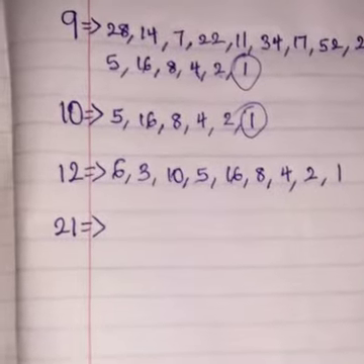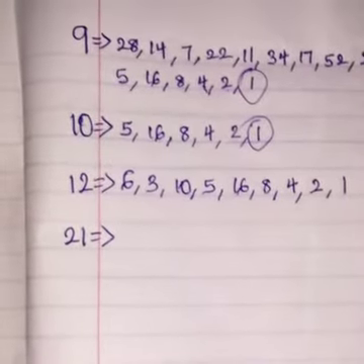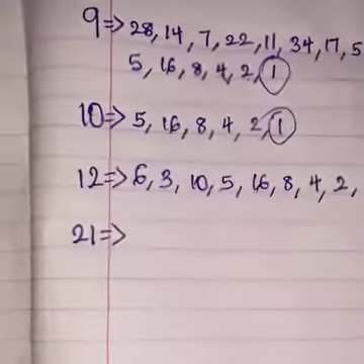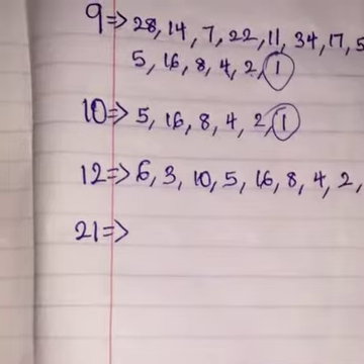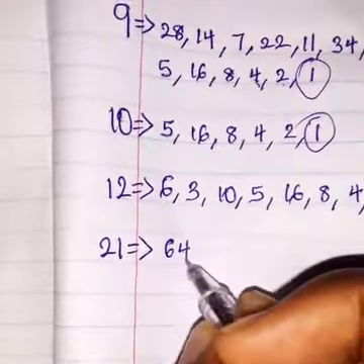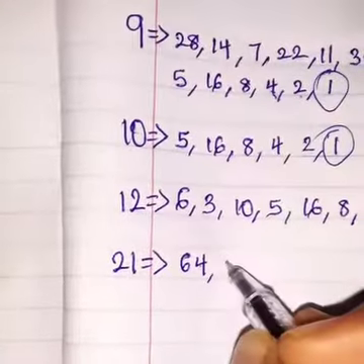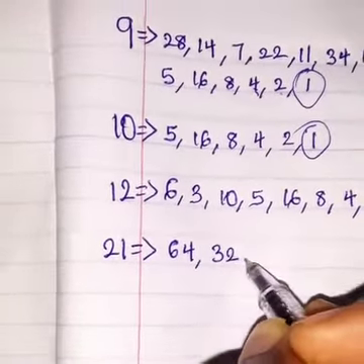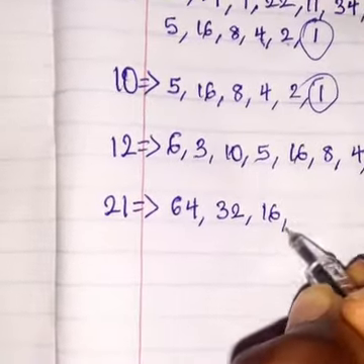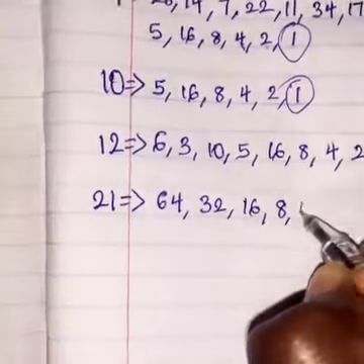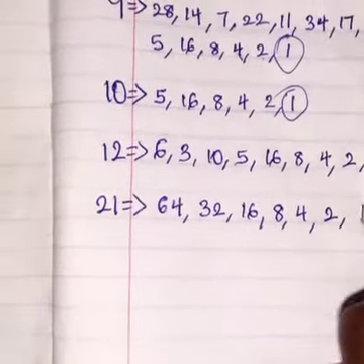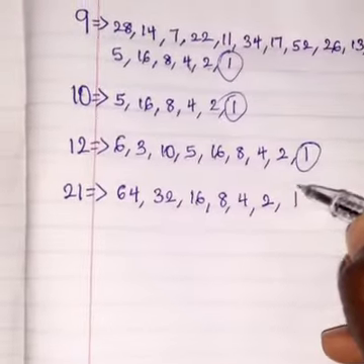The last random number here on my list is 21. Now 21 is odd. What we have to do is multiply it by 3 and add 1. So we have 64. 64 is even. You divide it by 2, you have 32. 32 is even. You divide it by 2, you have 16. 16 divided by 2, 8. 8 divided by 2, 4. 4 divided by 2, 2. 2 divided by 2 is 1. So our final result here is also 1.